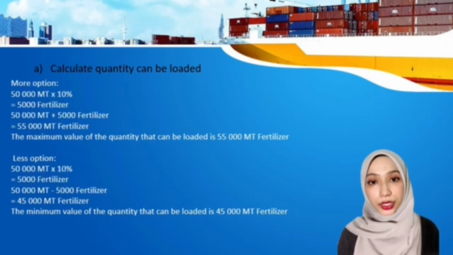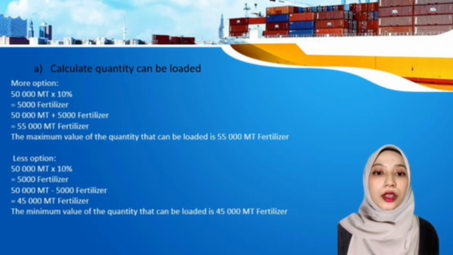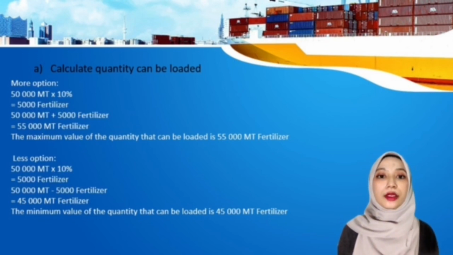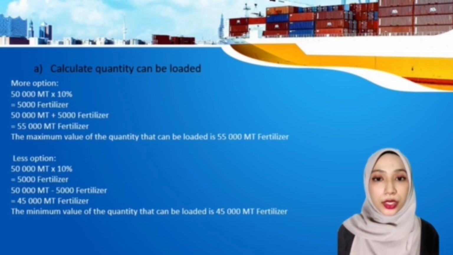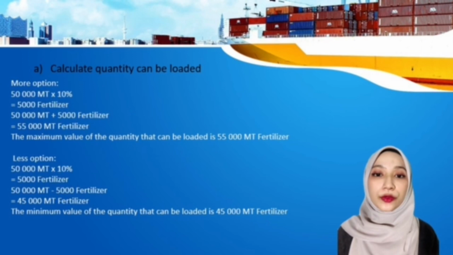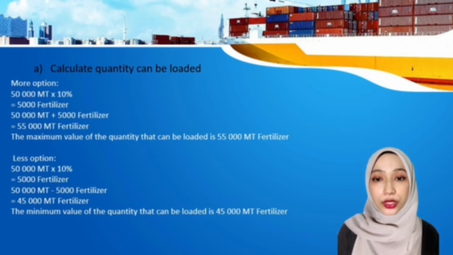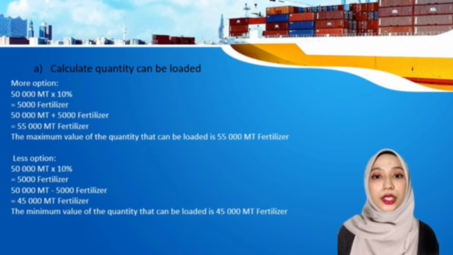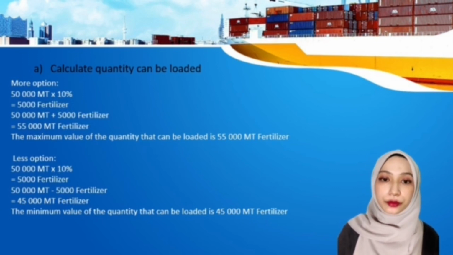Question: what quantity can be loaded? More option: 50,000 MT multiplied by 10% equals 5,000 MT fertilizer, and 50,000 MT added to 5,000 MT fertilizer equals 55,000 MT fertilizer. The maximum value of the quantity that can be loaded is 55,000 MT fertilizer.